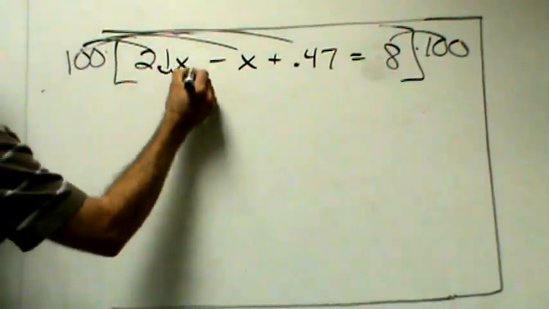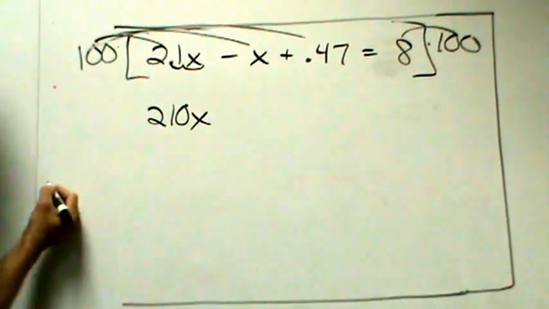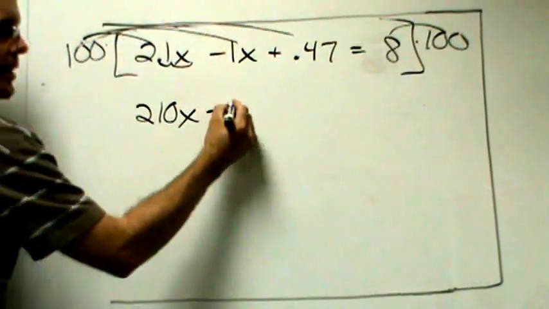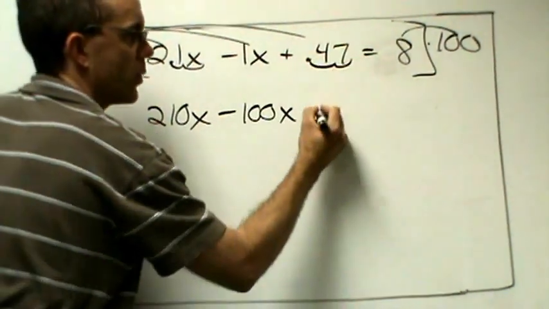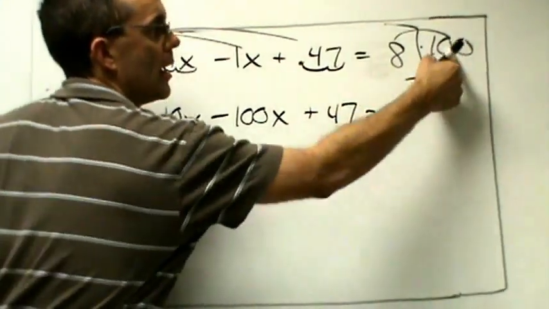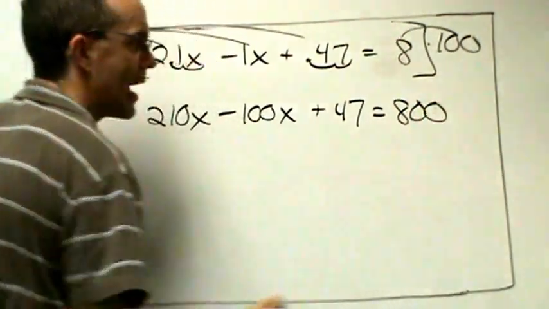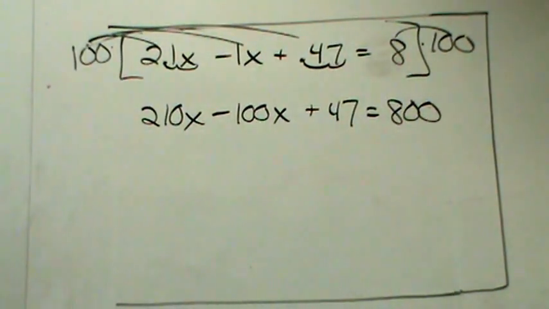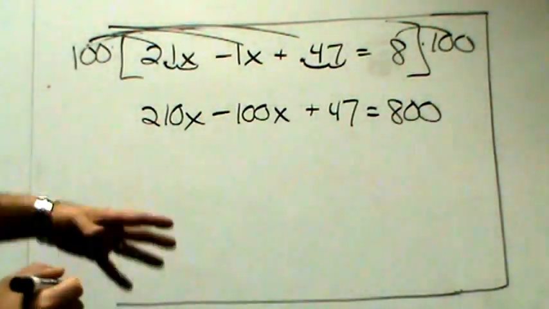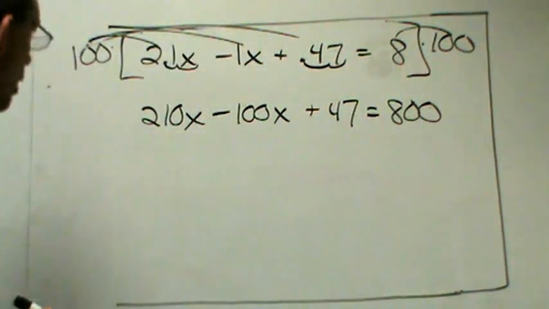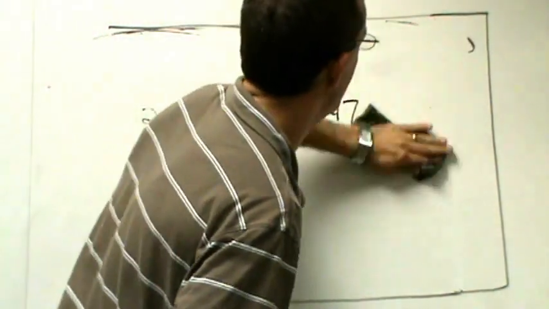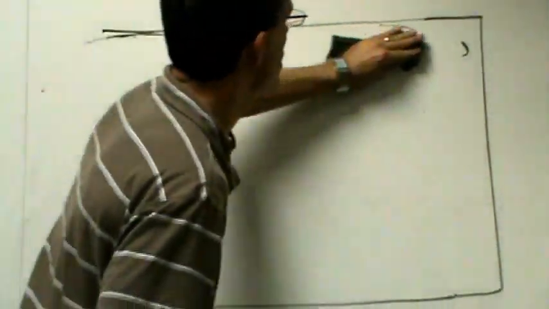So this will become 210x. This 1 times 100 is minus 100x. Move this twice, 47. 8 times 100 is 800. If you look, now what we've accomplished is we've gotten rid of all the decimals, and it should be much easier to solve. Our last thing to point out, and then we'll stop here for today, are the inequalities.